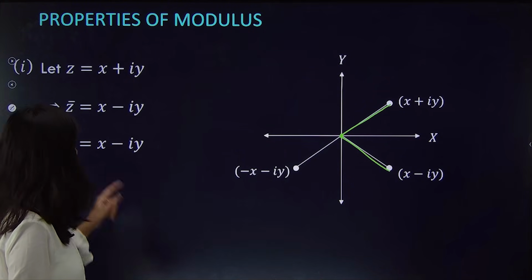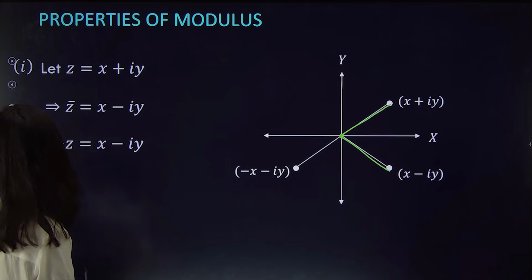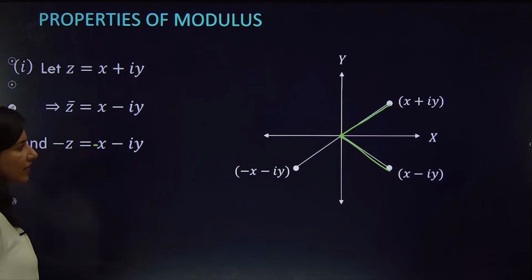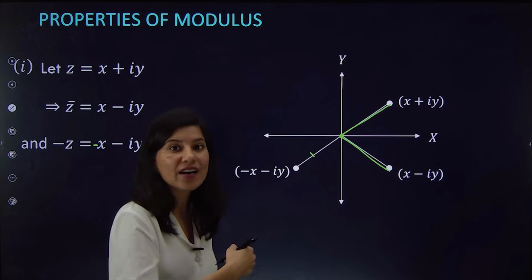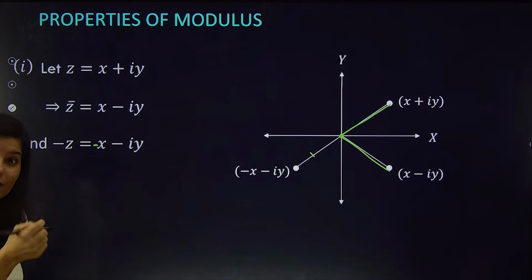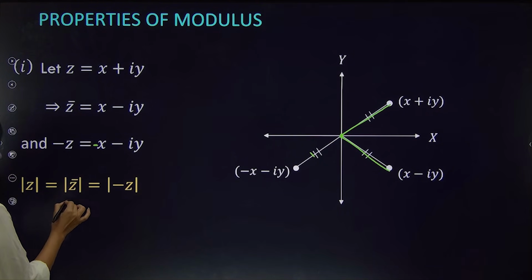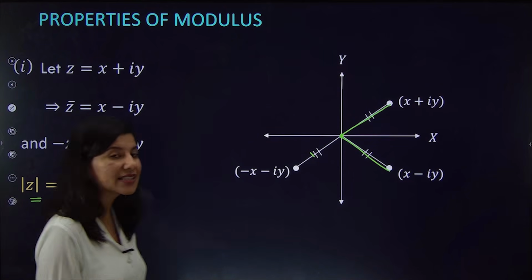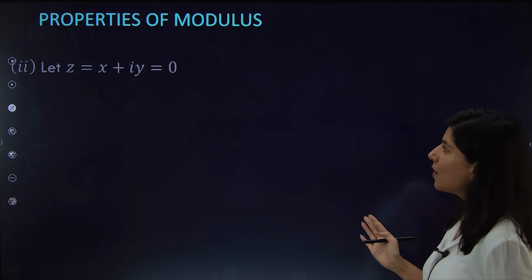And also one more thing, minus z. Minus z will be this: minus x minus iota y. This is also the same, right? This is also at the same distance from the origin. So the modulus of minus z, the distance of minus z from the origin, is also the same, right? So this is the very first property: mod z, mod z bar and mod of minus z, all these three things are equal. The distances are equal. This is the very first property of modulus.